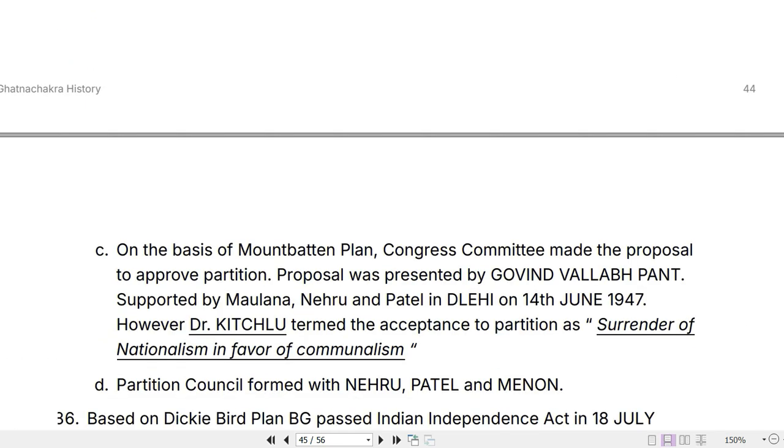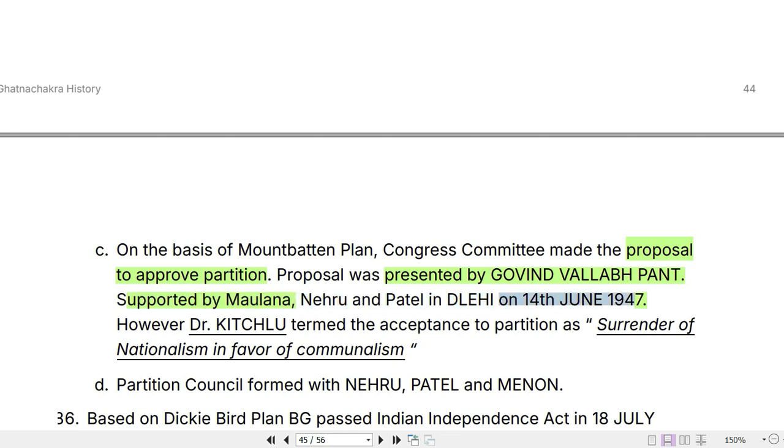Now, on the basis of the Mountbatten Plan, the Congress Working Committee made the proposal to approve partition. The proposal was presented by Govind Vallabh Pant. So the partition proposal from the Congress Working Committee also came along the lines of the Mountbatten Plan. It was supported by Maulana, Nehru and Patel in Delhi on 14th of June 1947.